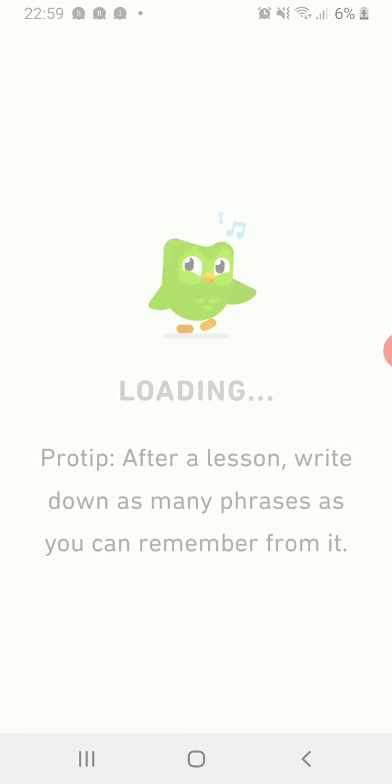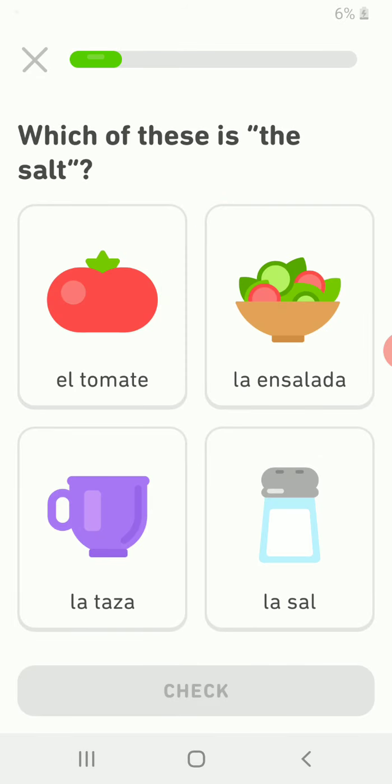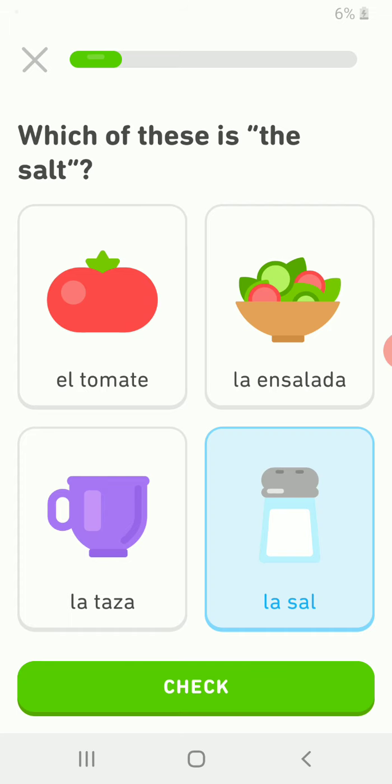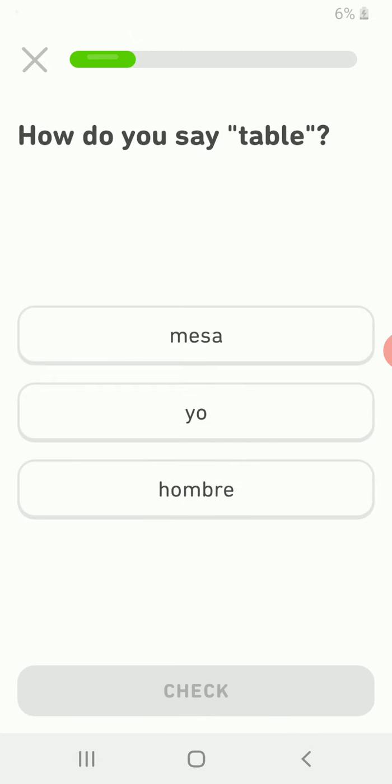Okay, let's do some exercises. We have to restore this lesson. So here we have, which of these is the salt? La sal. We have el tomate, la ensalada, la taza. And the table is mesa.